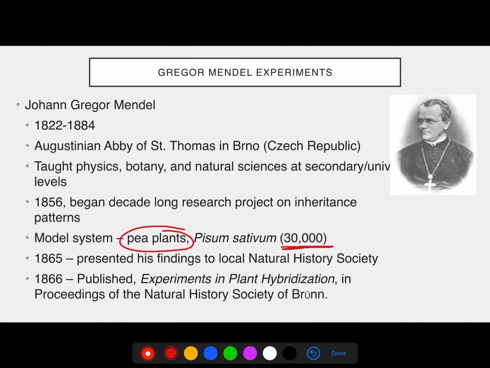He did present and publish his data in the mid to late 1860s, and he published the data in this journal called The Proceedings of Natural History Society in an article called Experiments in Plant Hybridization. And so you could go and find this copy if you wanted to in this particular journal, although I will say it's pretty dense and a little difficult to read.